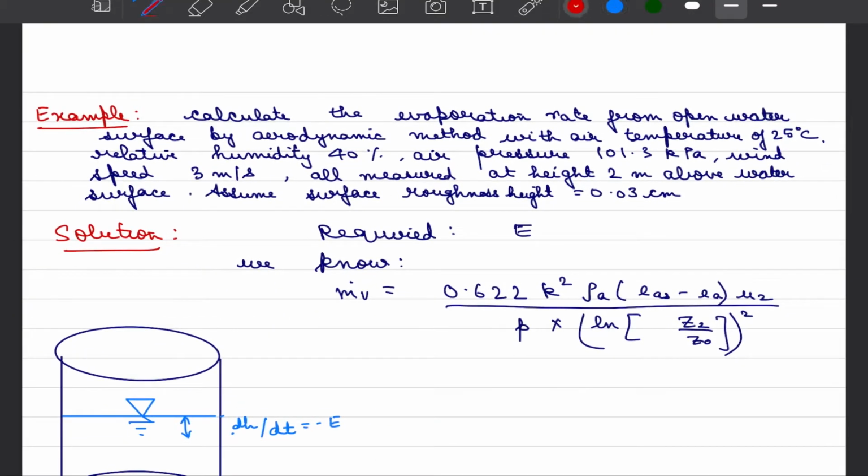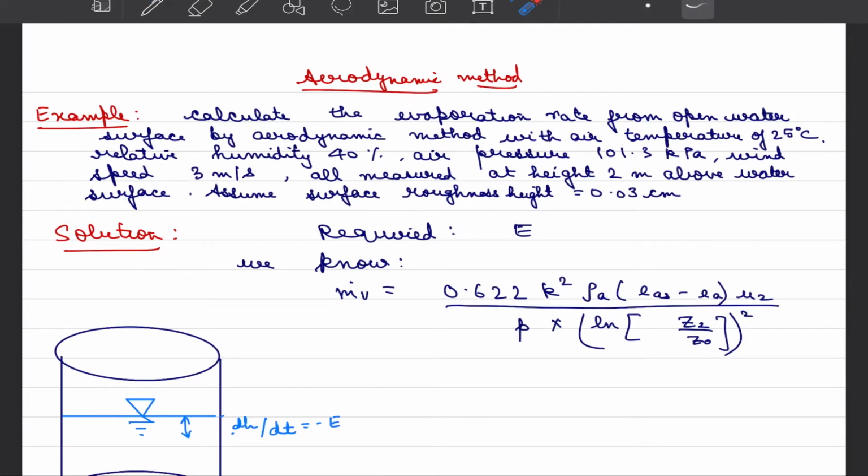Dear students, in this video, we will look into one example of the aerodynamic method that we discussed in the last video. As we discussed, in the aerodynamic method we deal with mass quantities, or quantities of water vapor, both near the surface and in the air. This is the same question that we solved using the energy budget method, but more information is available. So let us look into that.